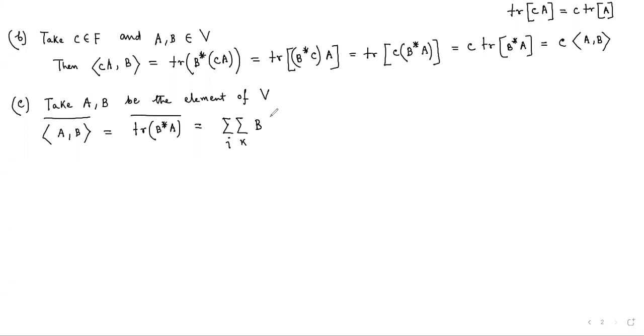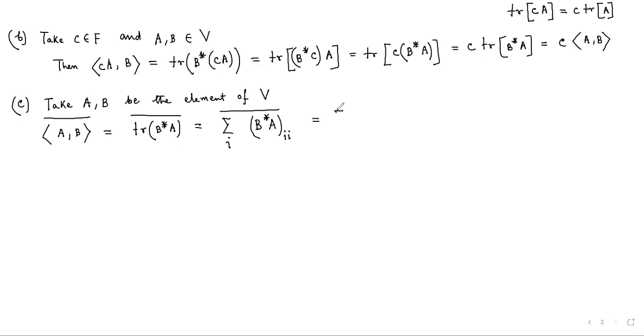And the trace means that of an element of this form, B star A, only the ith cell will be considered. So actually in this case, K will not be there. After you multiply, we get the element at the ith cell. So B star A 1-1 cell, B star A 2-2 cell, B star A 3-3 cell, all these types of elements present in B star A on the diagonal will be taken into consideration, and their sum will be taken. So we get this.